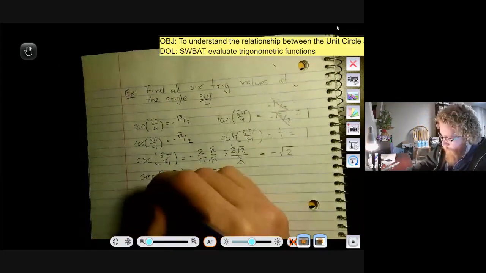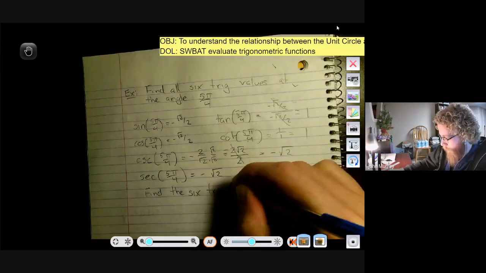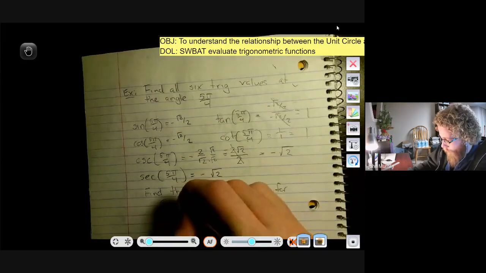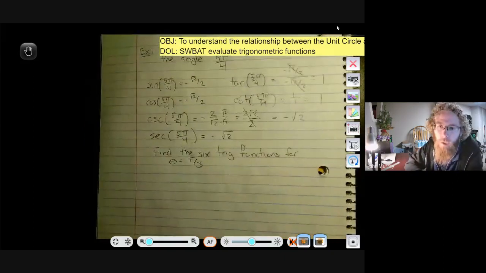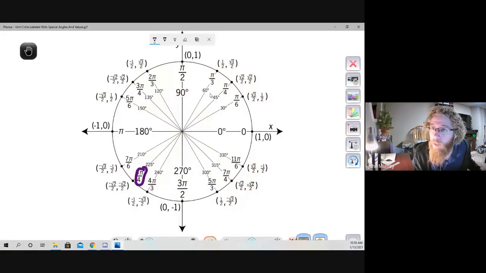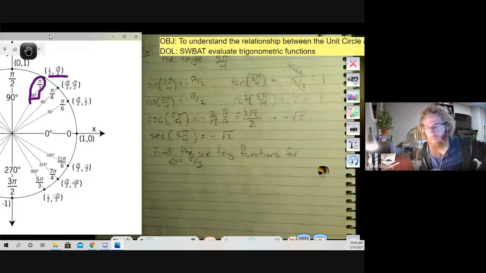All right, let's do one more. We're going to do pi over 3. Find the 6 trig functions for pi over 3. Right, so we reference pi over 3, so that would be over here, 60 degrees. So I'm looking at now 1/2 and root 3 over 2. I'm going to move this to the side so we still have that.